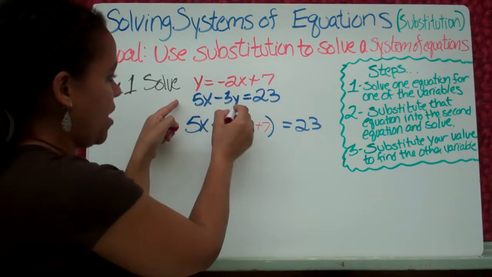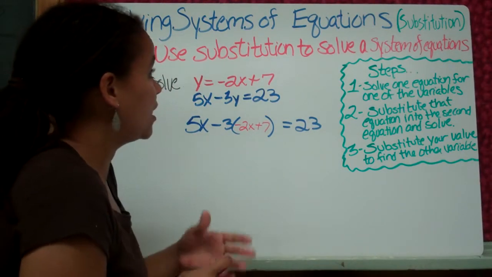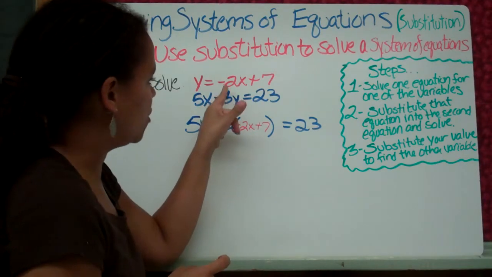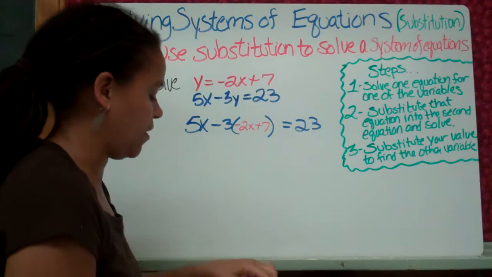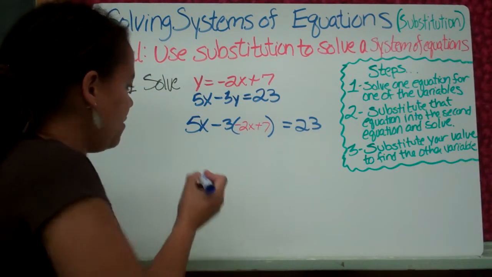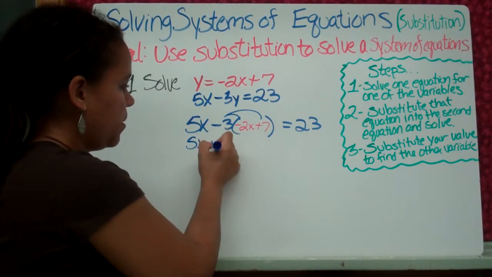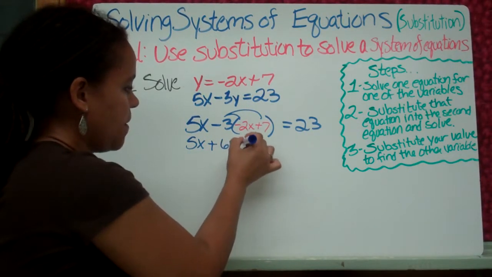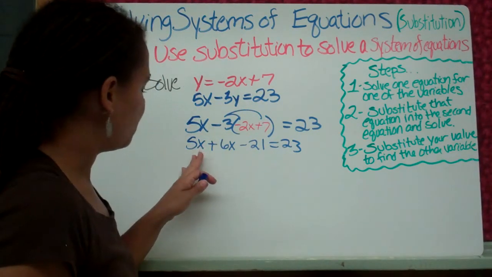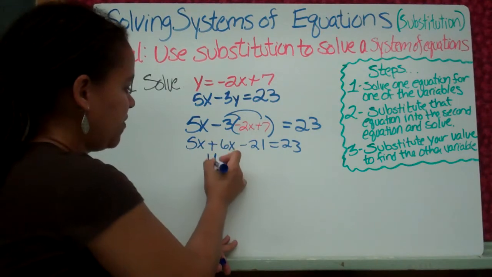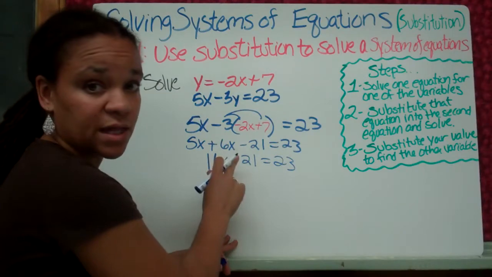So I see this y and this y. I'm just replacing it. Instead of saying y, I'm not going to use y because I want to get rid of one of the variables. I know y is equal to negative 2x plus 7, so I'm just going to plug it in right there. Then if we simplify, we have 5x, distribute our negative 3, plus 6x, minus 21 is equal to 23. Combining those like terms, 5x plus 6x, we should have 11x minus 21 is equal to 23.